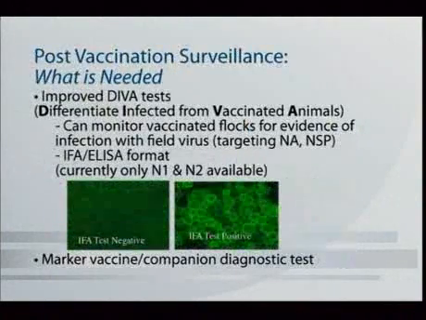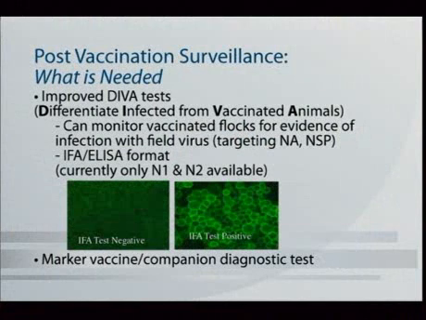What is really needed is improved DIVA tests. There are some tests that have been developed and used successfully in the field. This was first used in poultry for influenza in Italy. We also used it successfully in the United States following an infection of H7 in some cage layers. Most of these have targeted the neuraminidase component of the virus or the non-structural proteins.